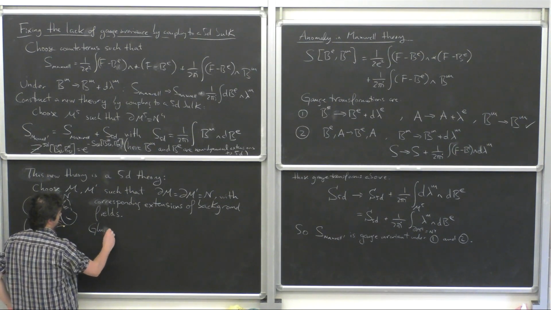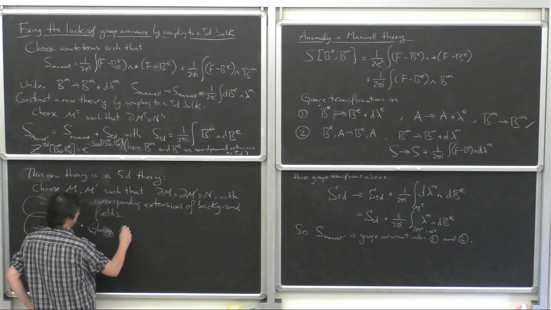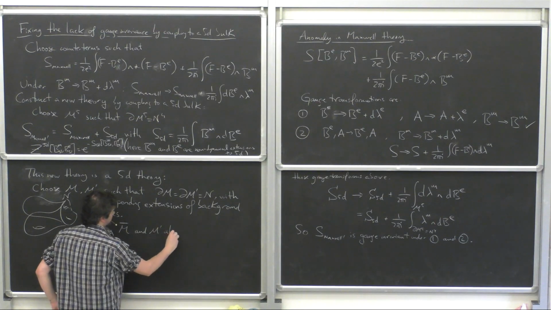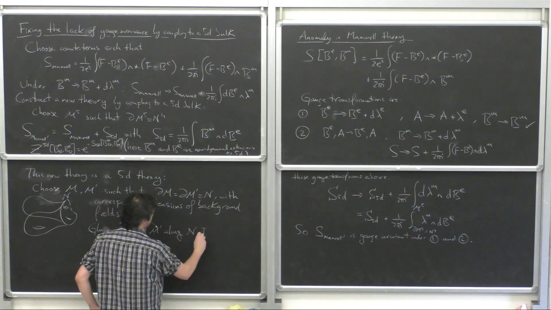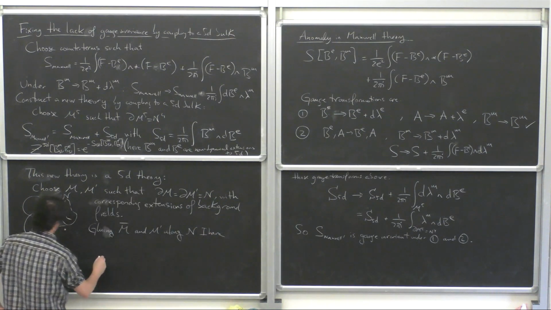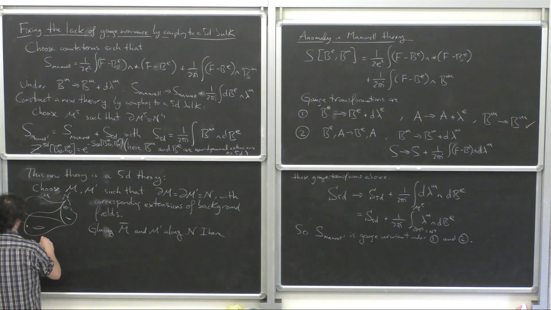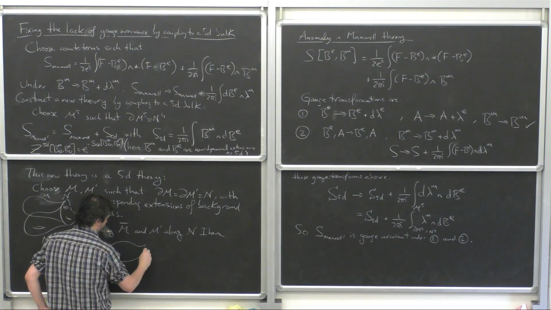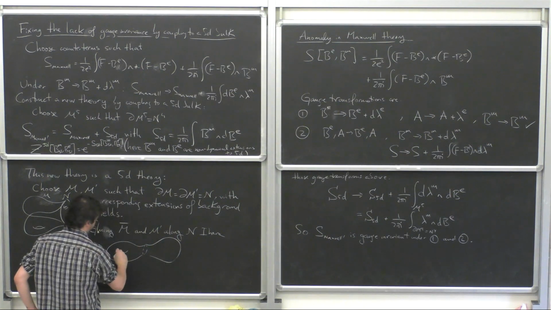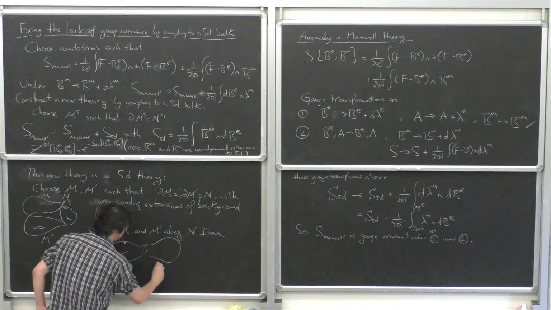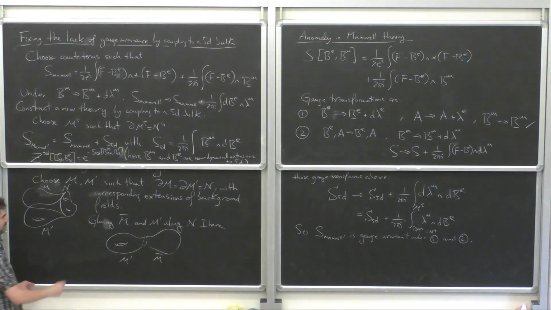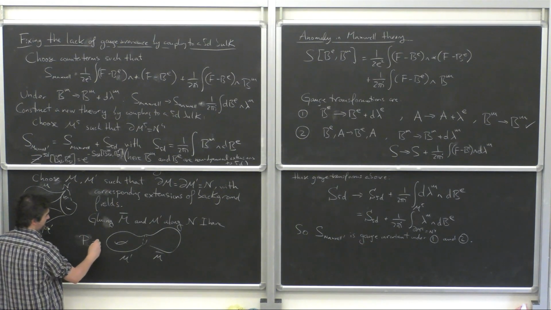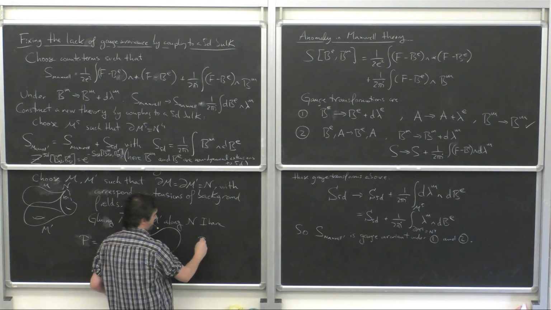So now I'm going to glue M, with the change of orientation, and M prime along N. I have a picture that looks like this. So this is M, and this is M prime. And this is a manifold, sorry, let me give it a separate name. This is a manifold P, say, and P has no boundary.